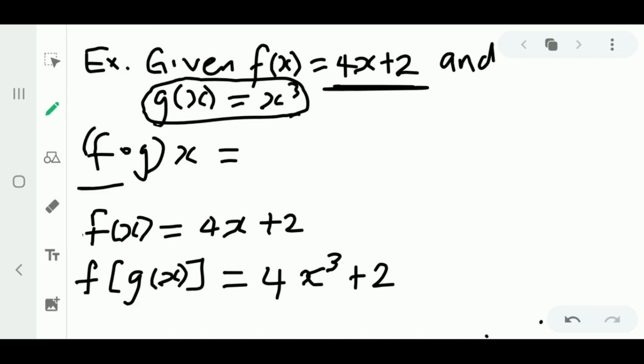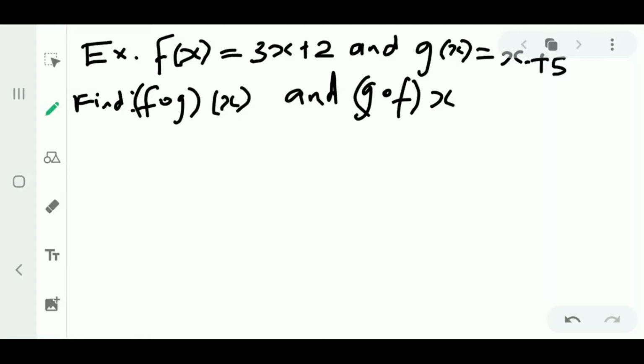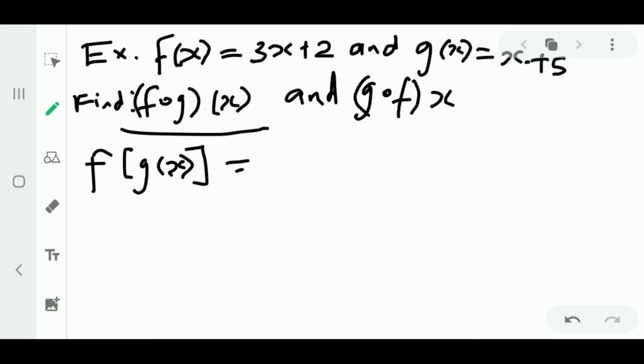And if you realize that g composition of f and f composition of g are not the same, so they're not equal. So here we're given this example, f of x is equal to 3x plus 2 and g of x is equal to x plus 5. We're told to first find f composition g of x. So that's saying f g of x. So because f comes first, we know that f is our basis. So anywhere we see x, we're substituting what g of x is.